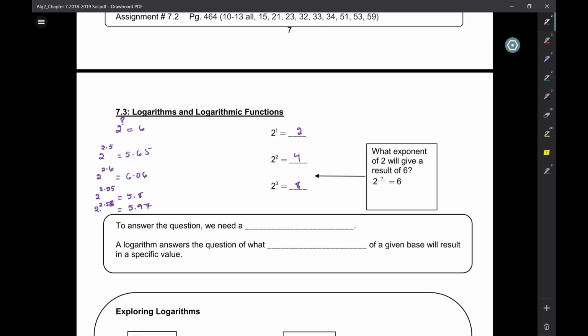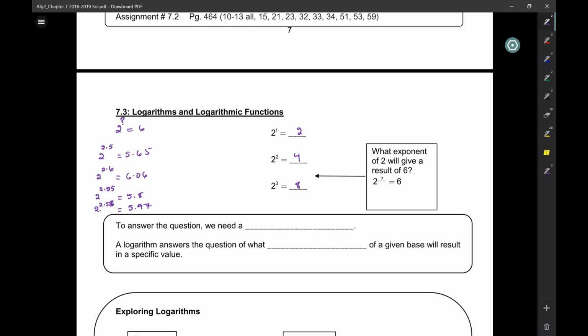And you know what? Maybe we need to look at 2.587. Maybe we need to look at 2.5873. Maybe we really need to look at 2.58734592234. Maybe that's the exponent that we need. Okay, what did you say? That'll take forever. Luckily, there's a way.